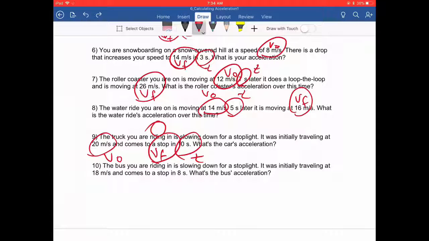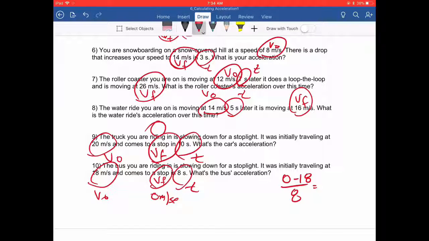And the last one, the bus you're riding on is slowing down for a stoplight. It was initially traveling at 18 meters per second. Stops in 8 seconds. It's time. The stop means it's the final, and again, that's going to be 0 meters per second. So it's going to be 0 minus 18 divided by 8. Oh, that's a weird number. So negative 18 divided by 8 is going to be a negative 2.25 meters per second squared. Again, that is decelerating and slowing down.